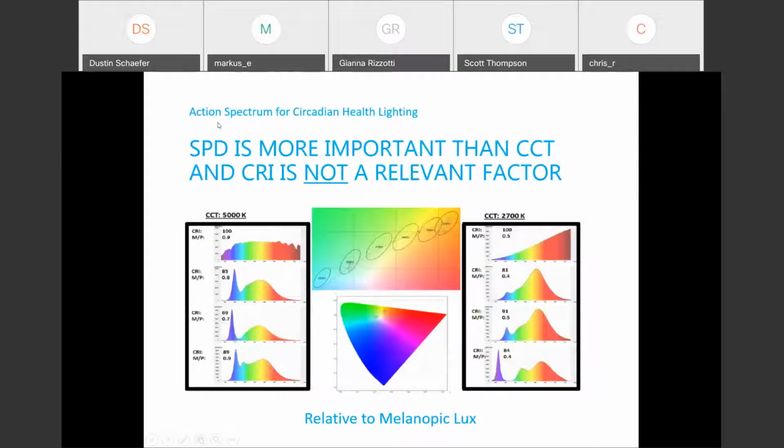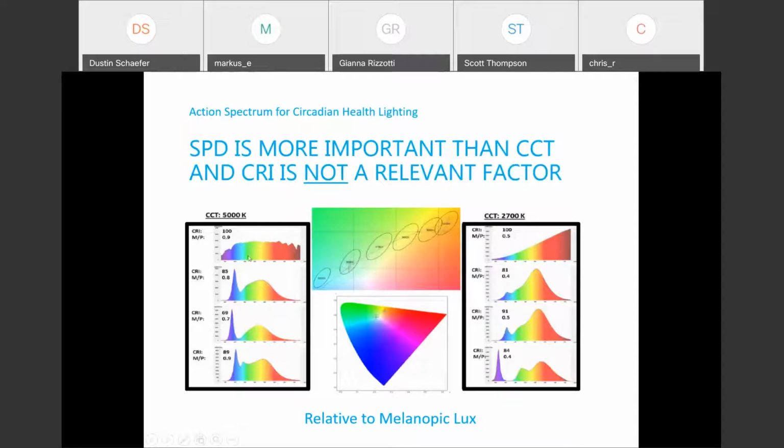So as it says in our headline here, SPD, the spectral power distribution, is more important than CCT, which is the correlated color temperature. Color temperature, as you may recall, is the apparent warmness or coolness of a light source. And then there's another thing called CRI, color rendering index, which we use to judge how well a light source visually renders colors, but CRI is not a relevant factor with circadian stimulus lighting. Spectral power distribution and color temperature are important factors.